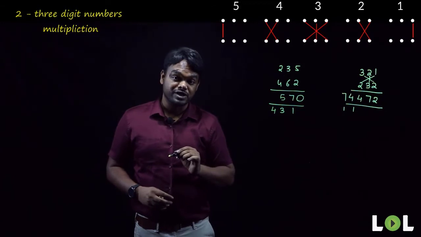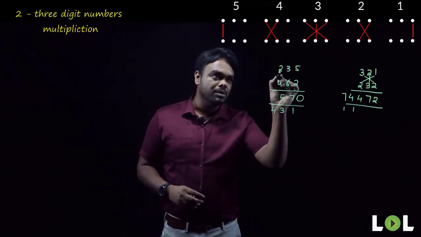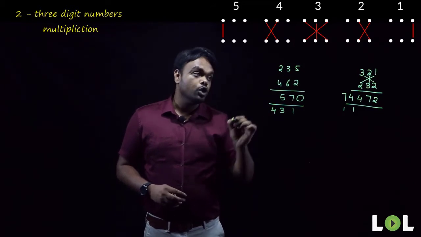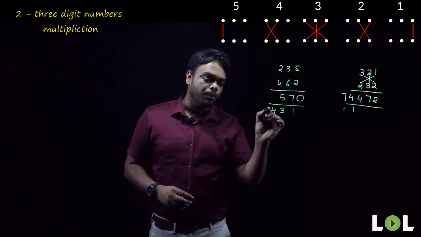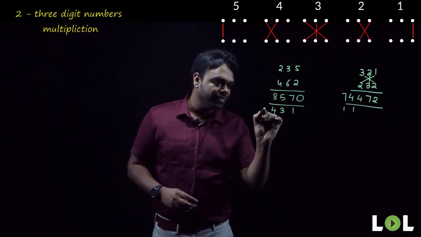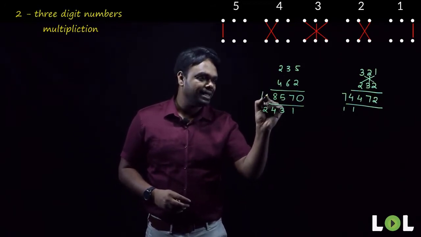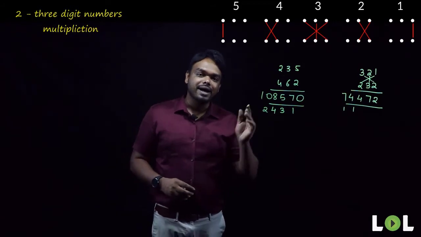And then the fourth step, second column and third column. 2 into 6, 12. 4 into 3, 12. So 12 plus 12 is 24 plus 4, 28. 8 here and 2 carry. Last step, 2 into 4, 8 plus 2, 10. A 6-digit answer in a single step.